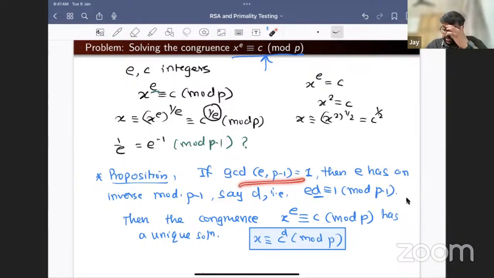So if this condition is dropped, then the result may not be true. We may get a solution in some cases, we may not in others. And even if we get a solution in some cases, it may not be unique. So to get the inverse of e, it must be relatively prime to p minus 1.